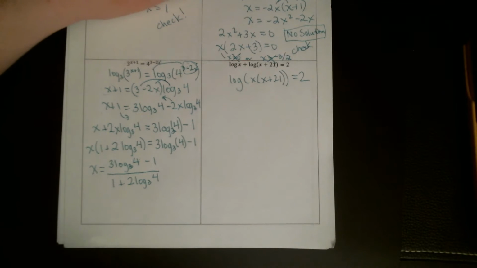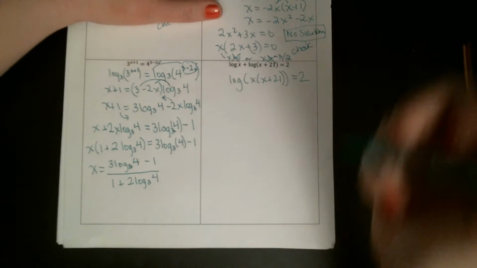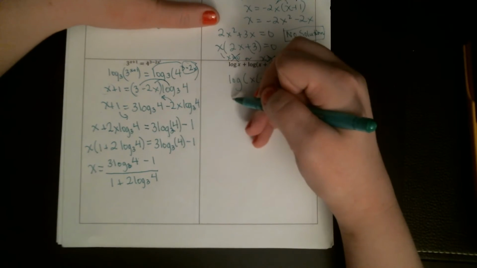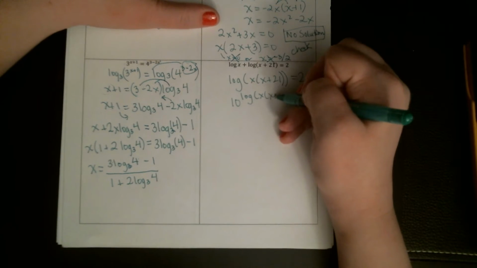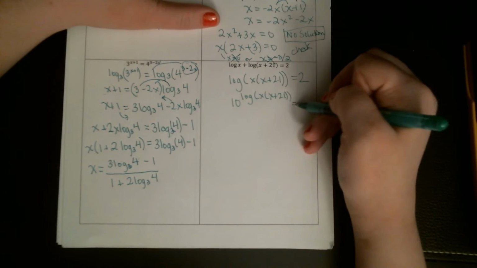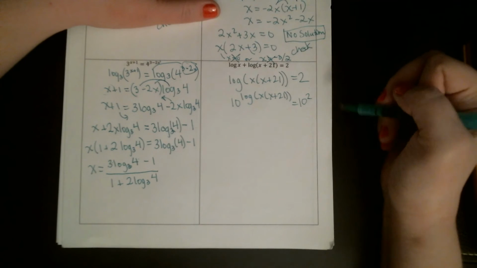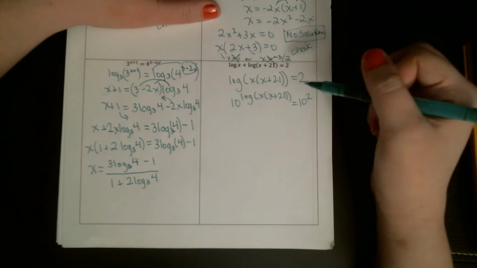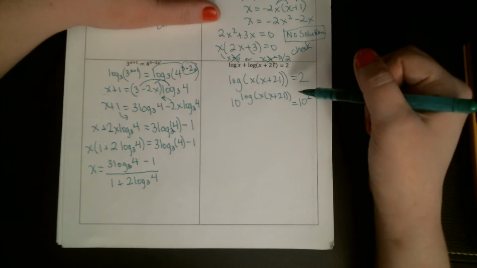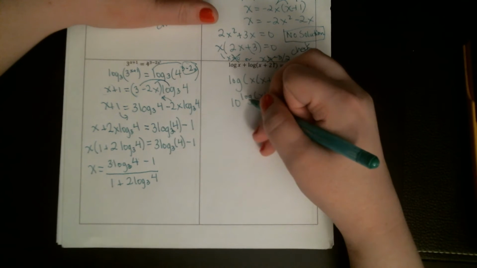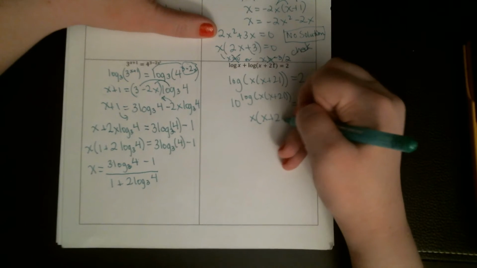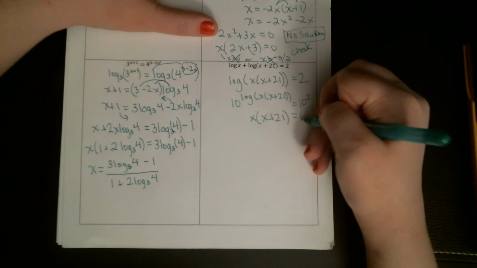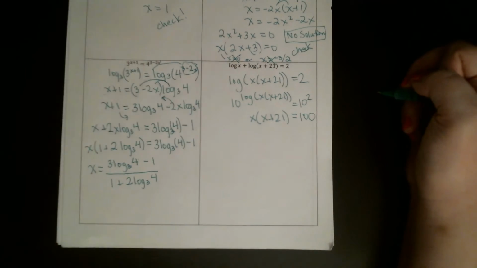Now I'm ready to get rid of the logs. Because there's no base, I'm assuming this is a common log, log base 10, which means I want to exponentiate with a base of 10 to get rid of it. Okay, so 10 to the log of x times x plus 21. The 10 to the power of the log will cancel out, and I'm just left with the x times x plus 21. And then 10 squared is 100.